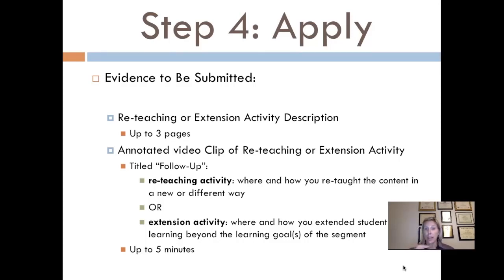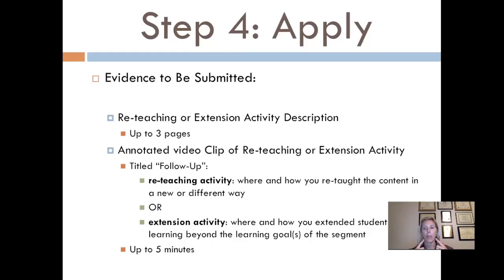Now, the annotated clip that you create, the annotation should be titled follow-up, as it says here. And within that annotation, as I stated previously, you need to be explaining where and how you either retaught the content in a new, different way if you're doing a reteaching activity, or you need to be referencing where and how you extended student learning beyond the learning goals of the segment if you're doing the extension activity. So you should have at least one annotation in there.